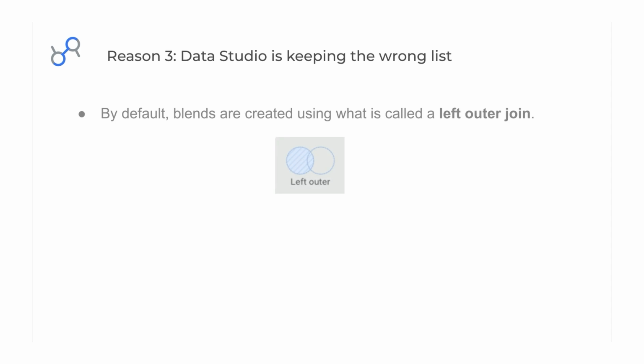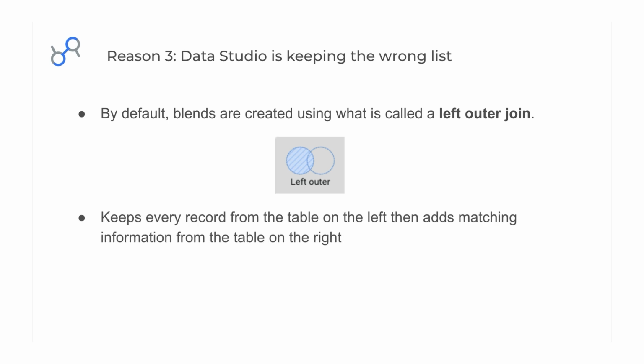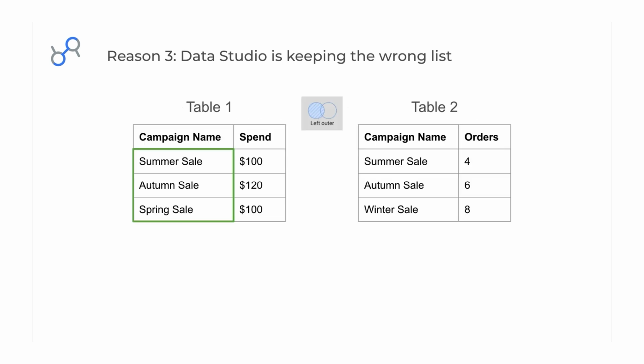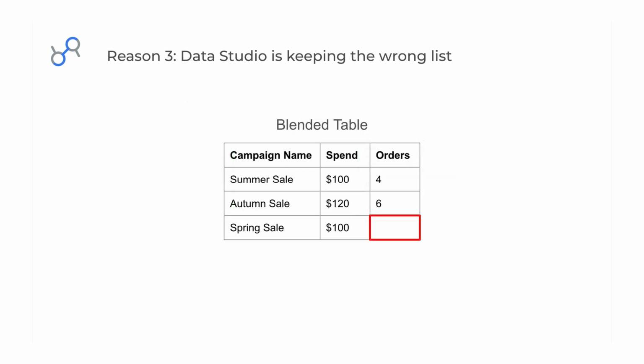By default, blends are created using what's called a left outer join. What that means is that it keeps every record from the table on the left, and it then adds matching information from the table on the right. So if the first table contains spring, summer, and autumn, those are the campaign rows Data Studio will keep. Summer and autumn will receive matching information from the second table. Spring will remain as well because it exists in the first table on the left. But the fields coming from the second table on the right will be empty.